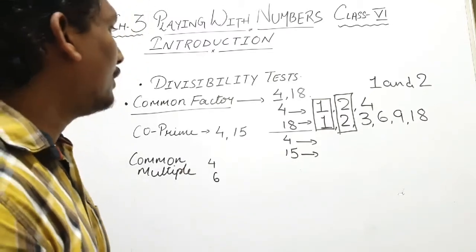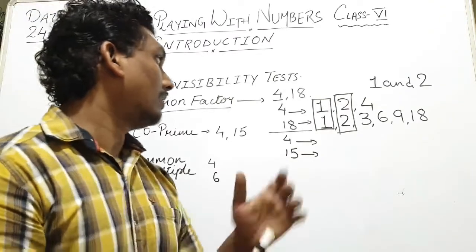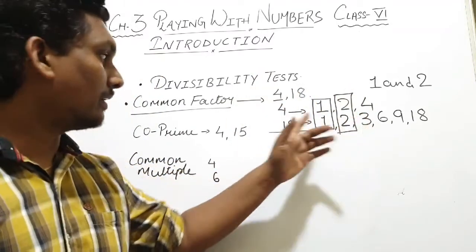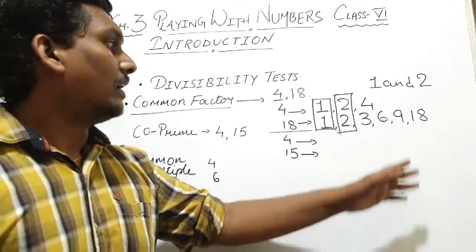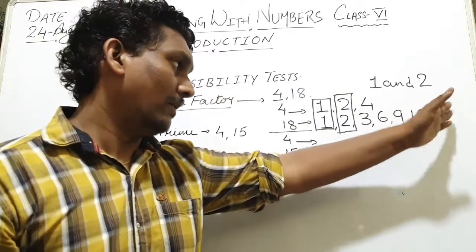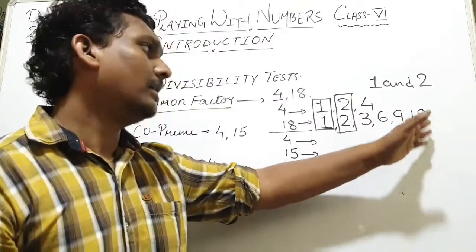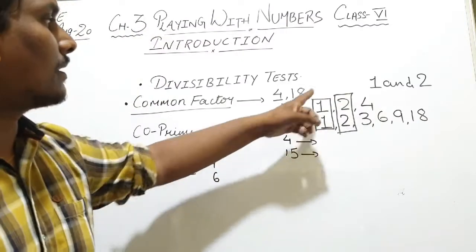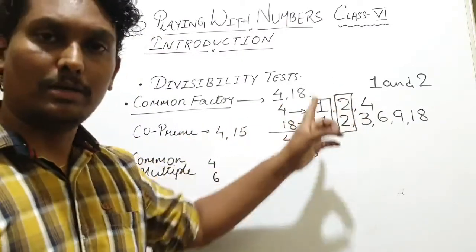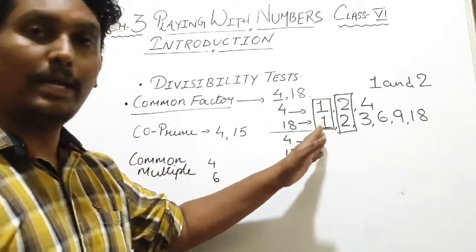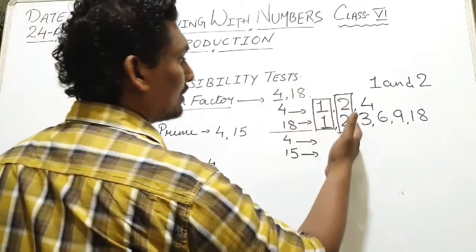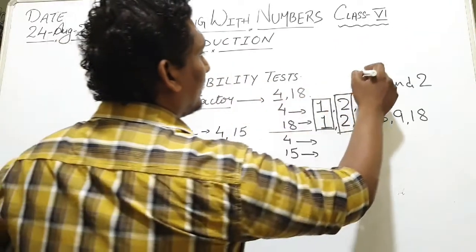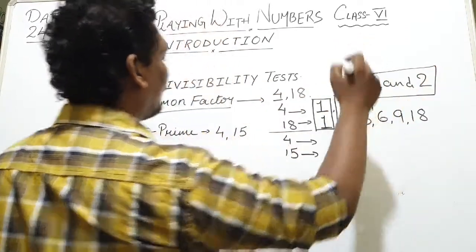Hope it is clear to you. So I have taken the example of 4 and 18. First I have written the factors of 4, then I have written the factors of 18. Sometimes the factors go on, okay, it is not necessary. Sometimes a little bit larger factor will also come. So we have to find out the common in both 4 and 18. So here 1 is common, 2 is common, so I have taken this 1 and 2. So the common factors of 4 and 18 are 1 and 2.